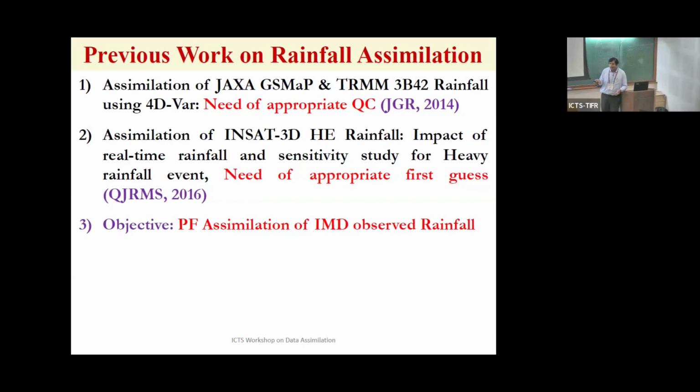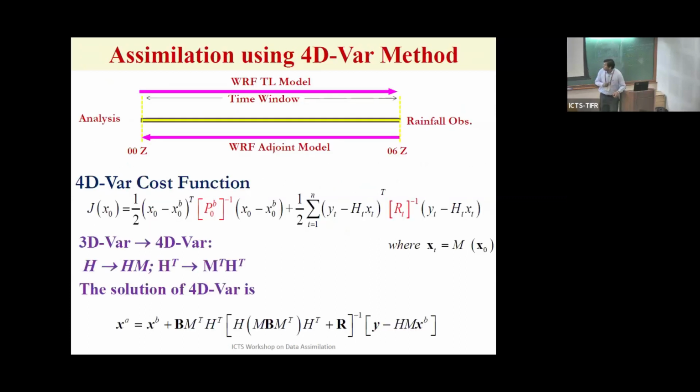Now, this rainfall is not a direct parameter, or maybe we can say that it's not a state parameter in the weather model. It's a kind of deterministic parameter, or we can say that it will be generated after a certain time period.